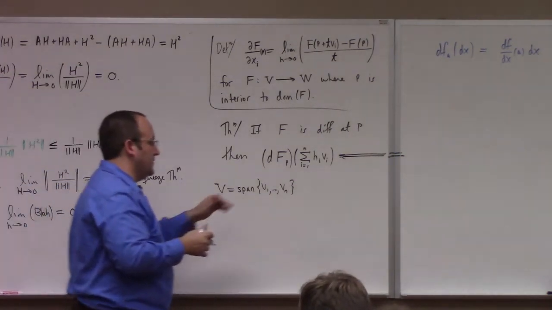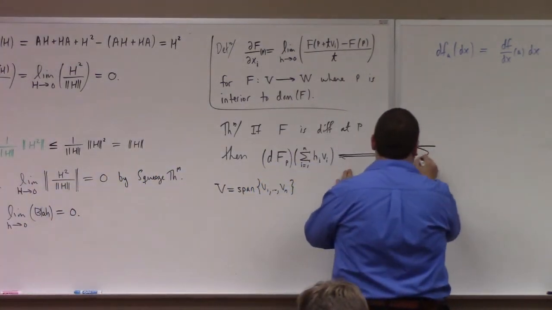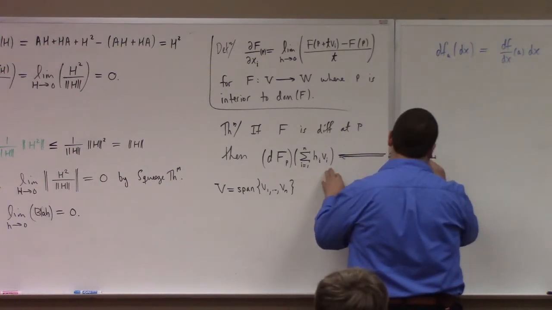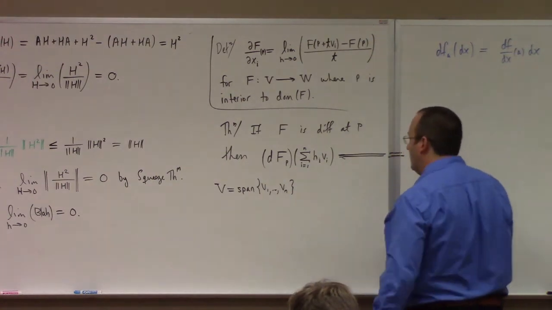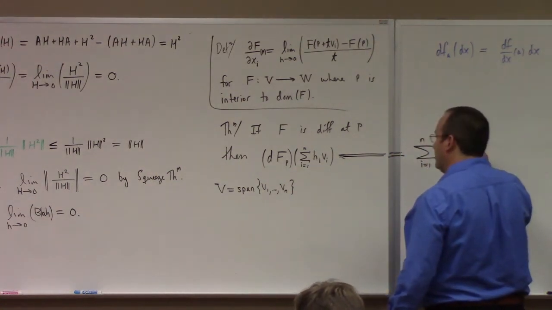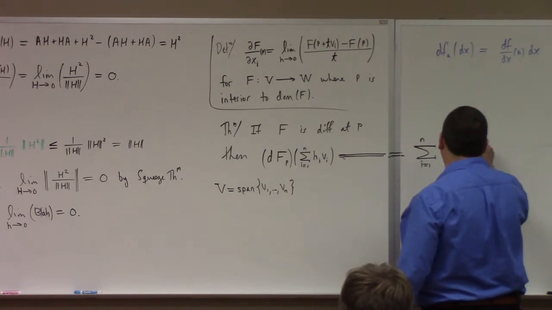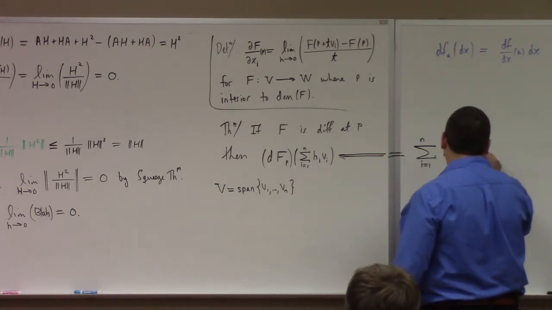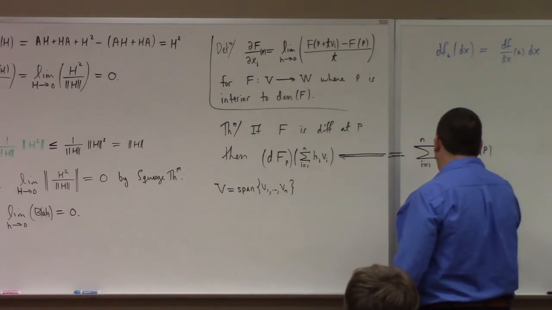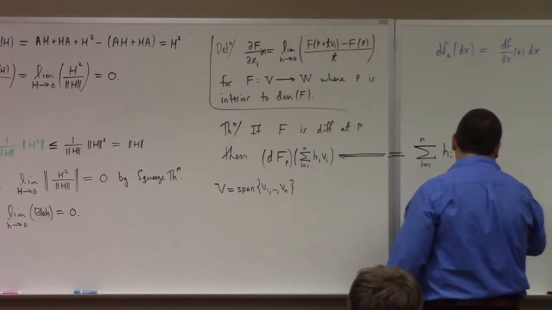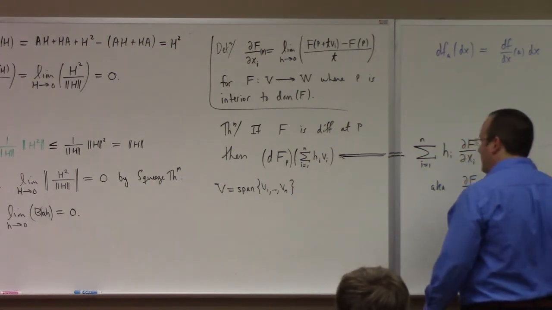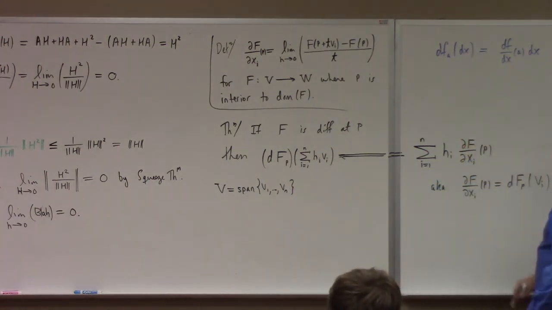So let me get to the point here. This is the sum, i equals 1 to n, of h sub i, partial f partial xi at P, aka partial f partial xi at P is in fact the differential of f at P acting on vi. This is the relation between partial differentiation and the differential.